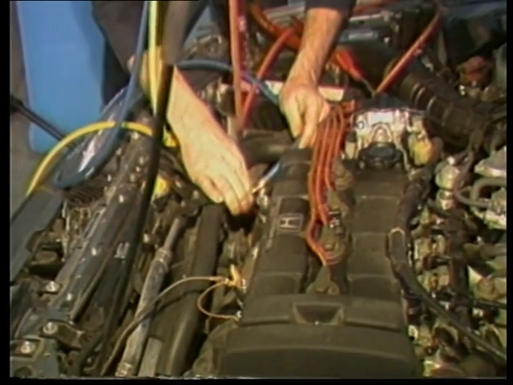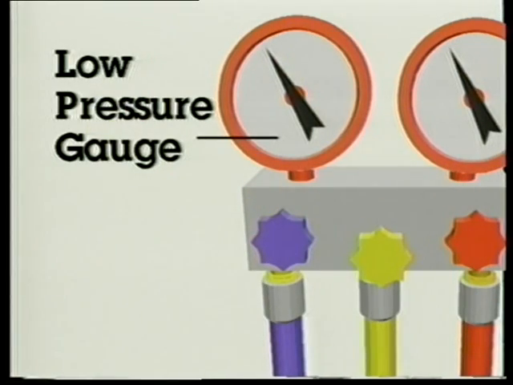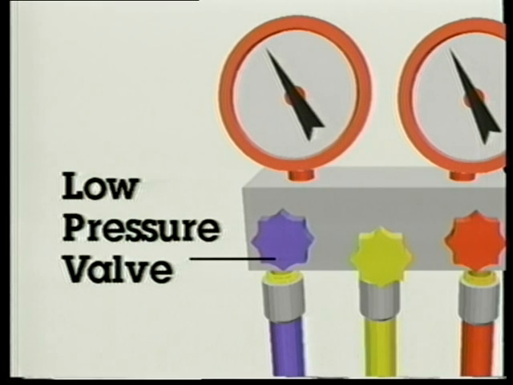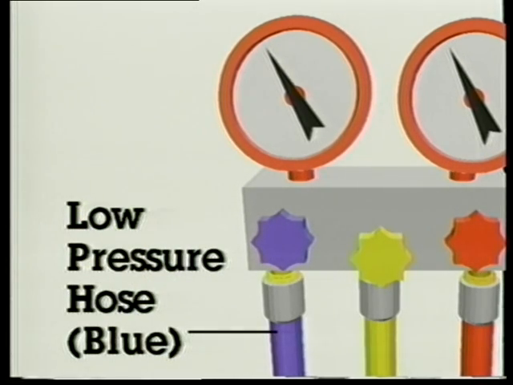Now you're ready to do your performance test on the air conditioning system. The low pressure gauge is on the left. It measures suction side pressures on the inlet side of the compressor. The low pressure valve opens and closes the internal passage to the center hose. The low pressure hose is color-coded blue for easy reference.